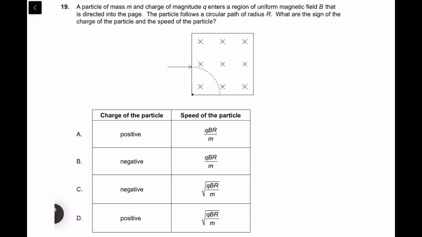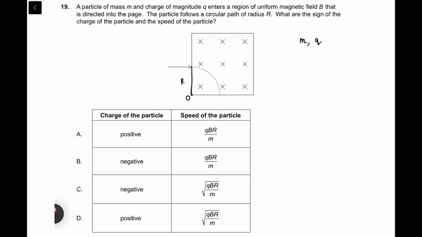Proceeding to the next question, it is given that a particle of mass m and charge q enters a region of uniform magnetic field that is directed into the page. We have to find the speed and the charge of the particle for which it follows this trajectory of a circle of radius r. We have discussed this in our videos. This is the radius, and this is the center, so along the center, this is the radius.